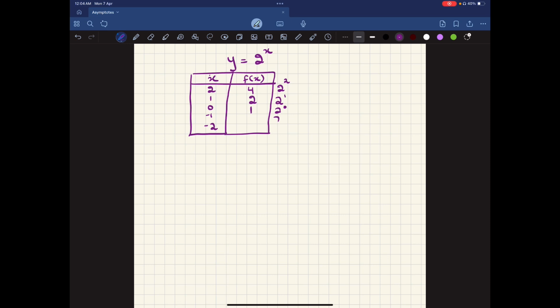What about 2 raised to the power -1 and 2 raised to the power -2? We know through the laws of indices that if a base has a negative power, it means we reciprocate the base, and the power gets positive, right? So 2 raised to the power -1 means 1 over 2. Similarly, 2 raised to the power -2 means 1 over 2 squared, power becomes positive, so we have 1 over 4.